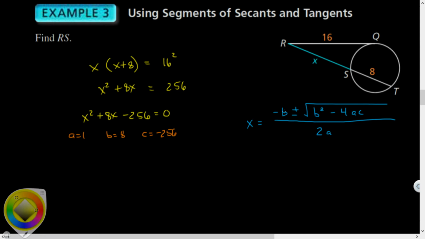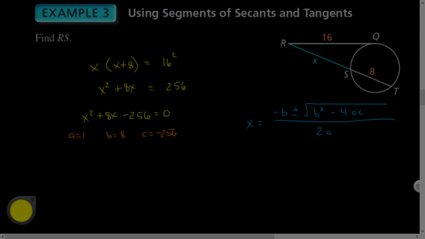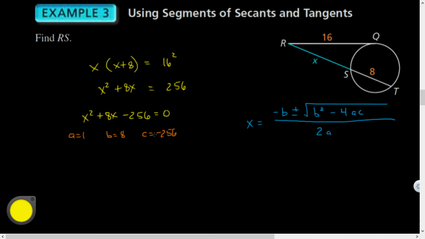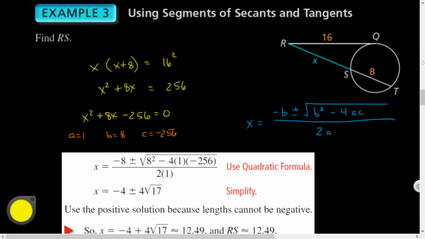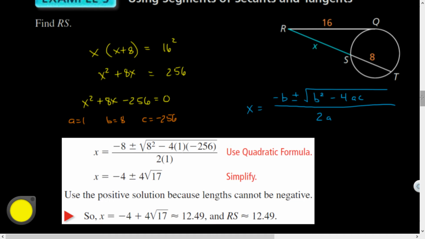I would plug all of those in for a, b, and c and solve. I don't know if a quadratic formula problem is, I'll have to go check. But either way, you'd plug in a, b, and c and simplify, and you get two solutions algebraically. But the negative one doesn't make sense for a distance, so we only consider the positive solution, and you get about 12.49 as that length.